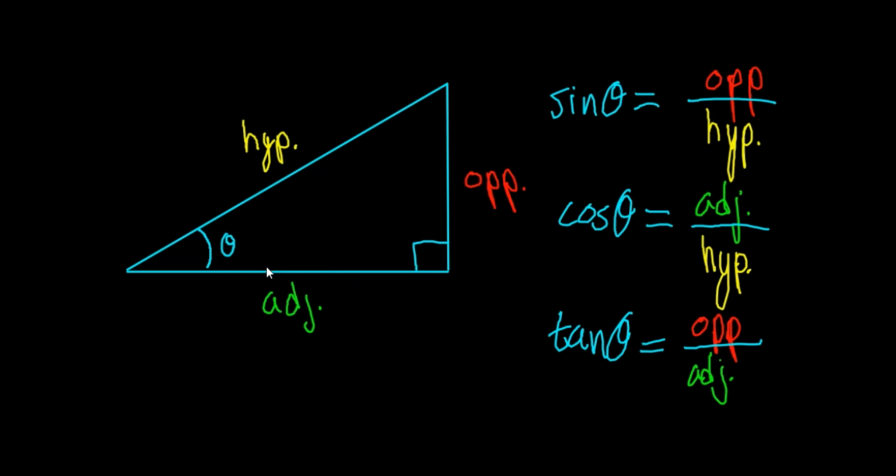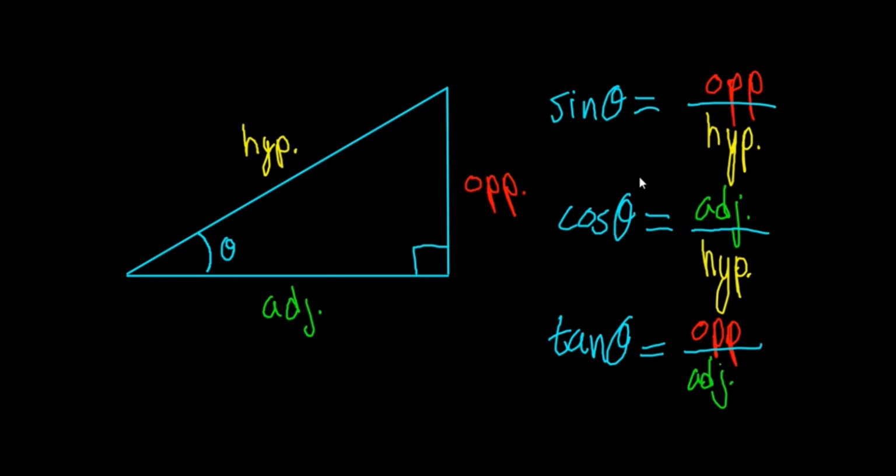Well, if theta exceeds 90 degrees, then there doesn't exist any right triangle with an angle theta that's greater than 90 degrees. Think about it. Any right triangle, the largest angle in a right triangle is 90 degrees. So if theta is greater than 90 degrees, then there doesn't exist any right triangle that has theta as one of its angles. So how do we fix this?